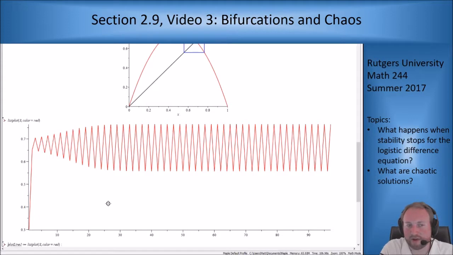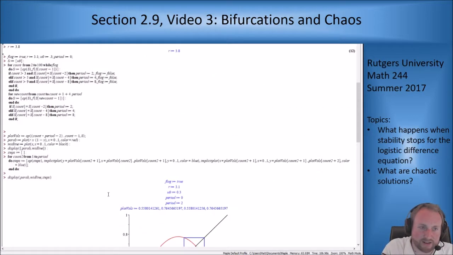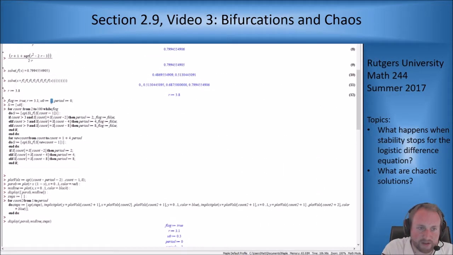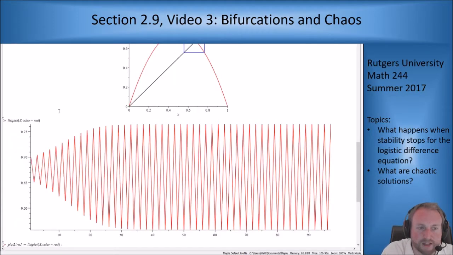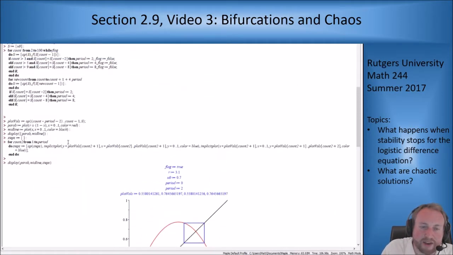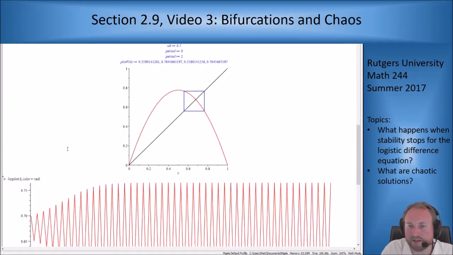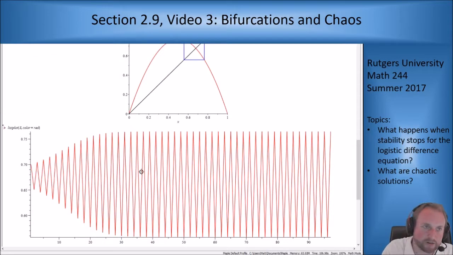I can go in and change my initial condition, and say I change it to 0.7. Same thing happens. I get the same two values and the same oscillation. It doesn't matter what I pick, I will get the same oscillation going on between these two values.